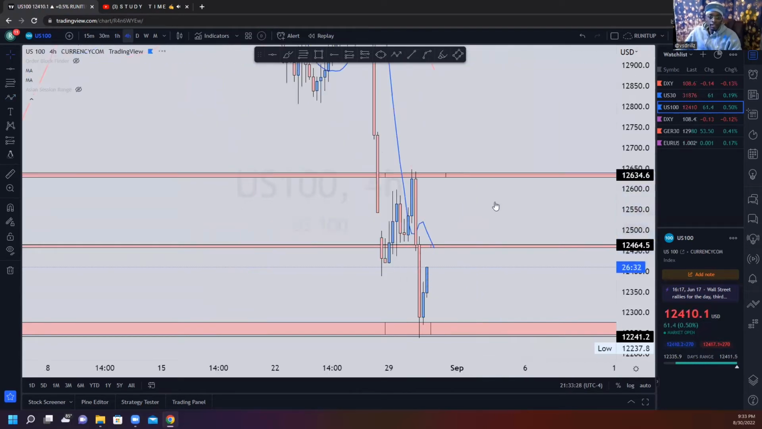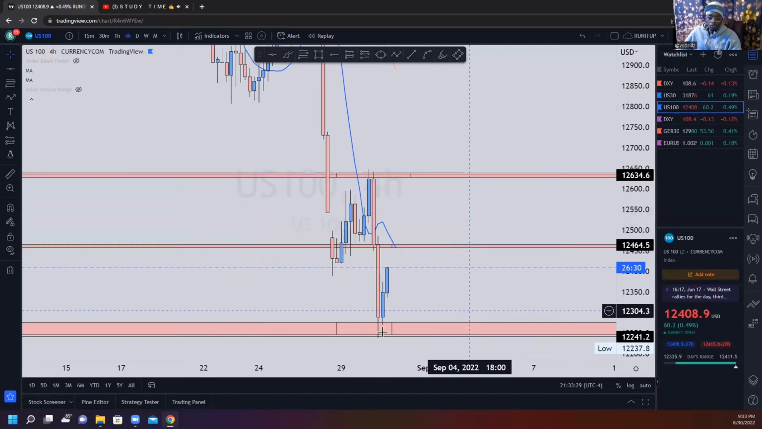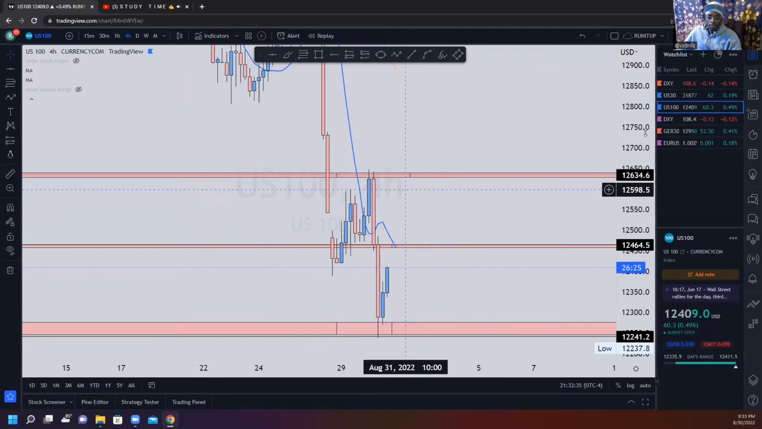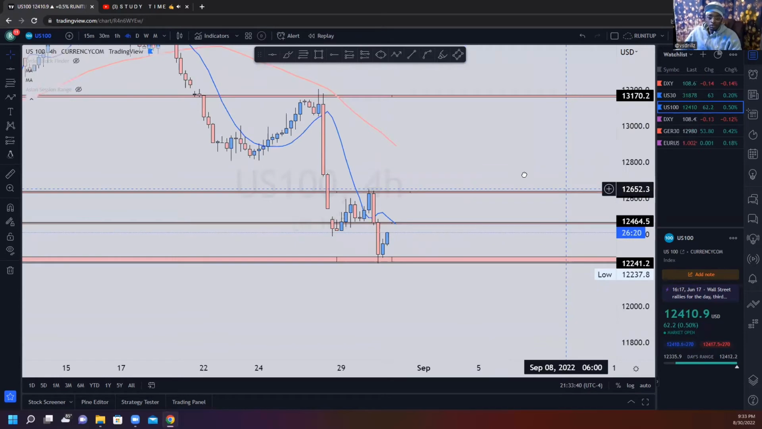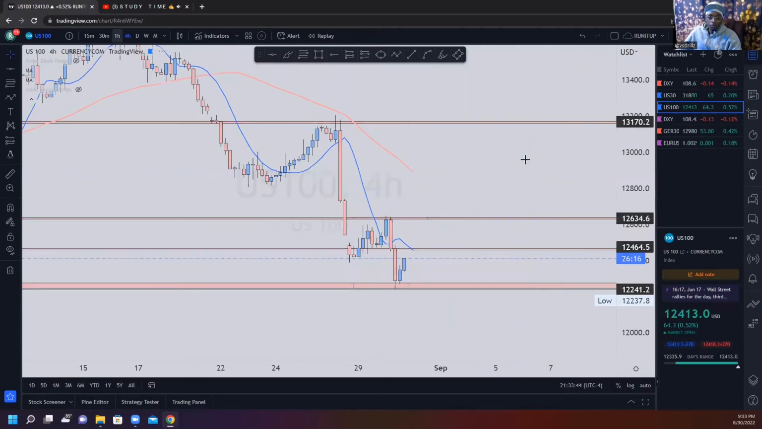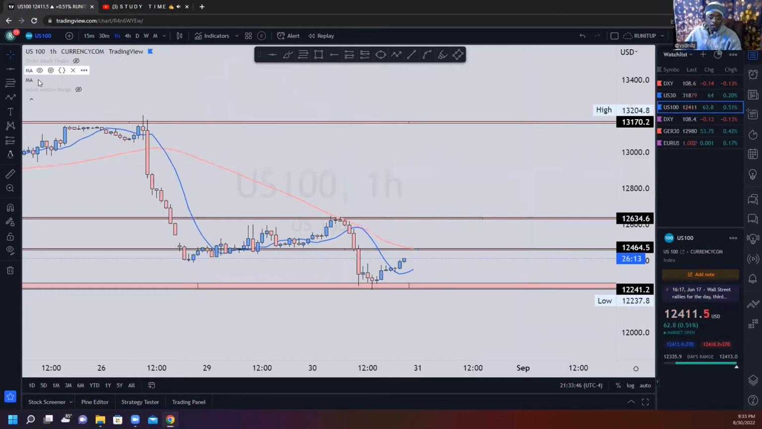The only thing I did, I went to the 4-hour, I found the lowest point, and I found the highest point here. Once it breaks and retests this area, I can see price going to fill this imbalance, which is up here. And that's all I do. I would just find the lowest and highest point and identify imbalance or supply and demand areas. So all we do is just wait.